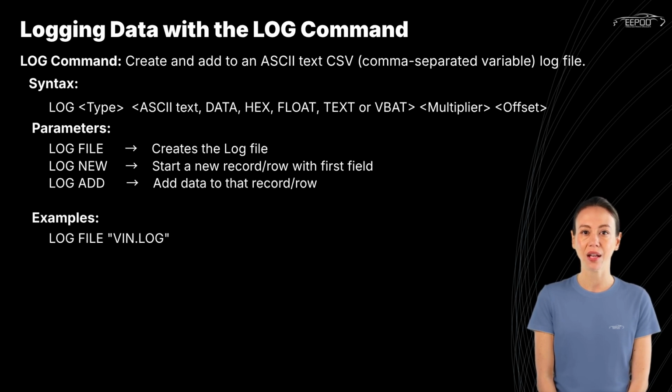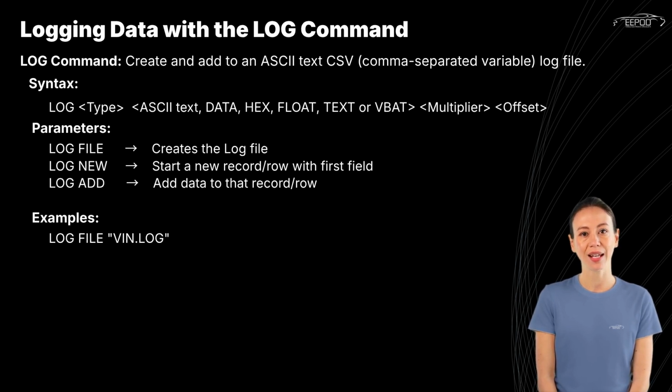Log file "vin.log" in double quotes. This creates a log file called vin.log on the SD card. If the file already exists, it will keep appending new data, so you won't lose anything. Important: you should only have 1 log file command per script. If you accidentally add more, only the first one will actually work. The rest are ignored.